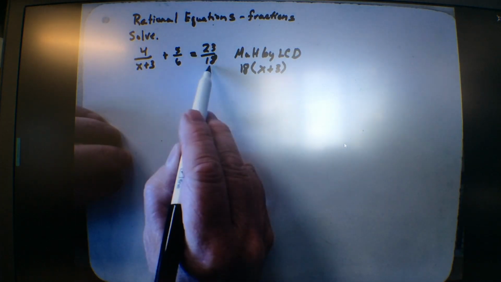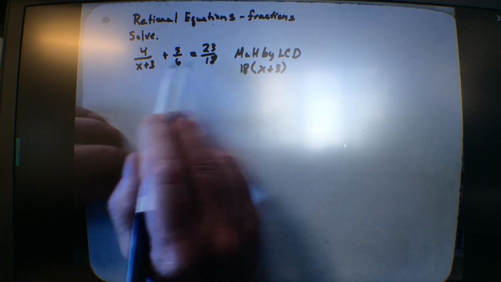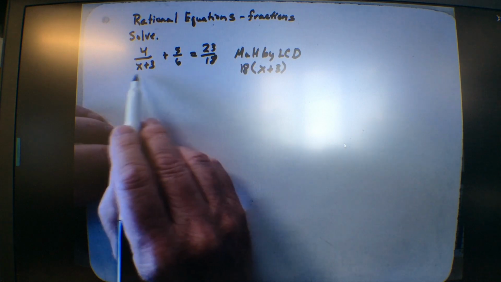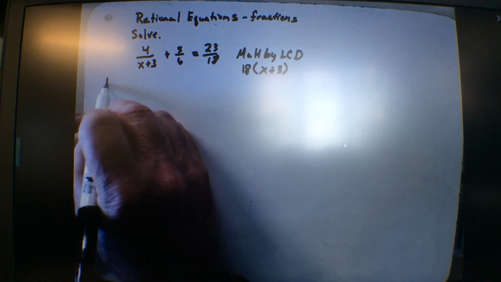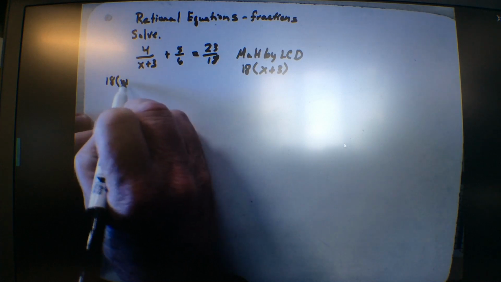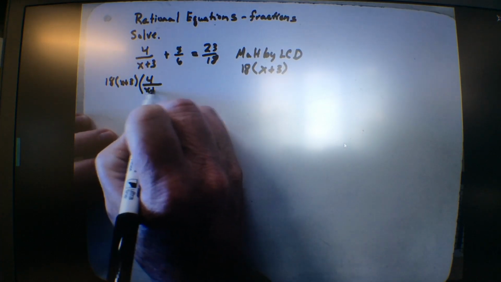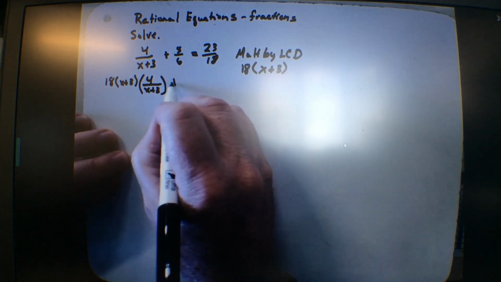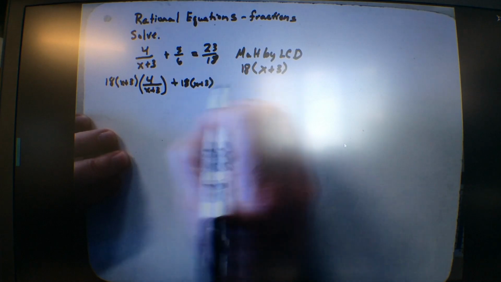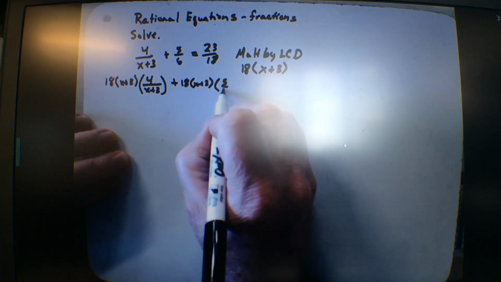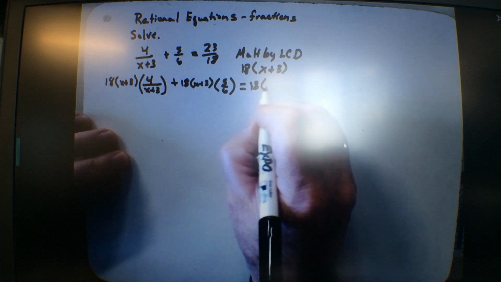So 6 and 18, the largest multiple is 18. 6 goes into 18. And then you have an x plus 3. So I'm going to multiply all three of these by this. Now, one mistake, and you're not going to see this as a mistake, is I'm going to multiply all 3 times this. And I have students that skip this step or try to skip this step because they don't want to write all this down. And I get that. However, I see a lot of mistakes when they don't write this down.